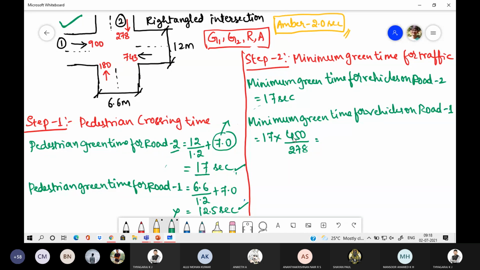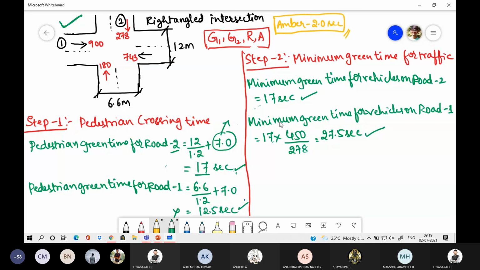Why are we dividing? We are fixing 17 seconds as the minimum green time for road 1 vehicles. That's why we are taking 17 seconds, and we are dividing it by the traffic vehicles. So we are going to get 27.5 seconds. Check it. Are you getting 27.5 seconds? Yes, sir. Okay. Now this completes it. So the green time for road 1 is 17 seconds, and the green time for road 2 is 27.5 seconds. Is it clear? Understood?